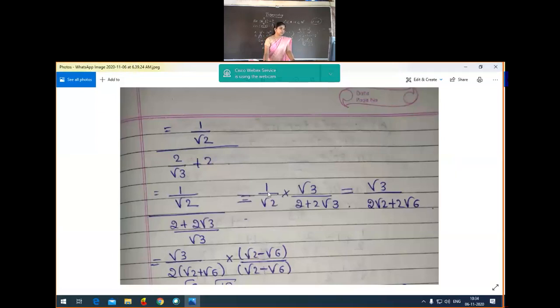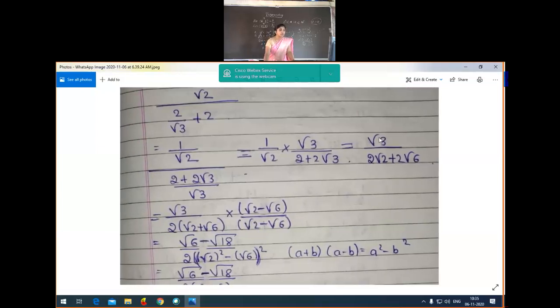Then take the reciprocal step. 1 by root 2 into this 2 plus 2 root 3 divided by root 3 becomes root 3 divided by 2 plus 2 root 3. Then after the simplification here, numerator into numerator, root 3 into 1 is root 3. Here, root 2 into 2 plus 2 root 3. First, root 2 into 2, 2 root 2. Next, plus 2 root 3 into root 2, only root numbers we have to multiply, 2 root 6. Got the idea now? Root 2 into root 3 is root 6. So now we got the answer as root 3 divided by 2 root 2 plus 2 root 6.